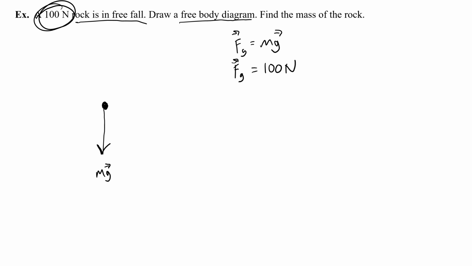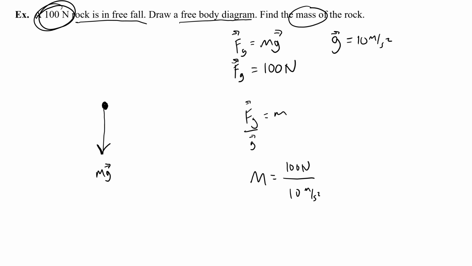Okay, if I want to find the mass of the rock, then what I need to do is take my equation, Fg equals mg, force of gravity equals mass times acceleration due to gravity, and I need to get mass by itself. To do that, I divide both sides by g, the acceleration due to gravity. And then I remember that g for us is going to be 10 meters per second squared to make these problems easier. So the mass is the force of gravity, 100 newtons, over 10 meters per second squared.